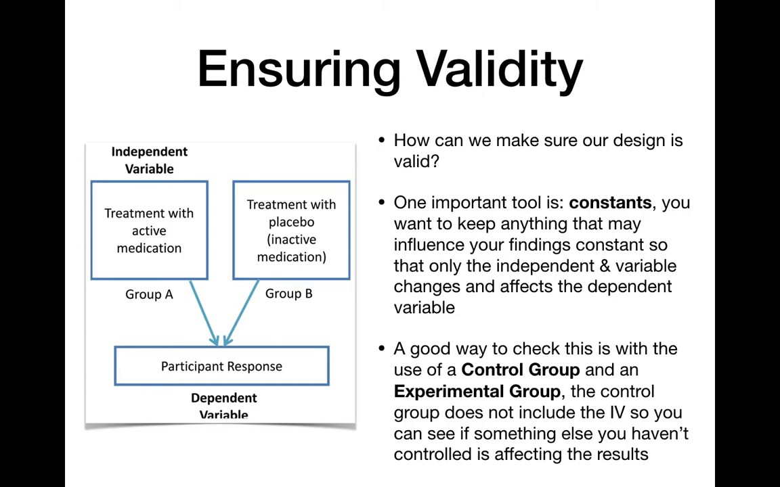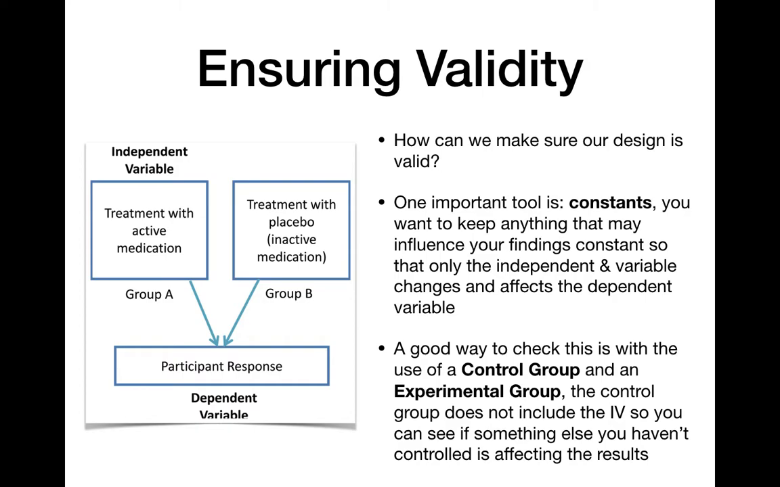Another good thing to do is to use a control group and an experimental group. In the control group, you don't include the independent variable, so you can see if something else is affecting your results. If your validity is good, what you're designing is affecting what you hope it's affecting, so you can see the results of the independent variable. A control group lets you know if that's the case, because you're not including your independent variable. So if the dependent variable still changes, something else is there, and you forgot a really important constant.